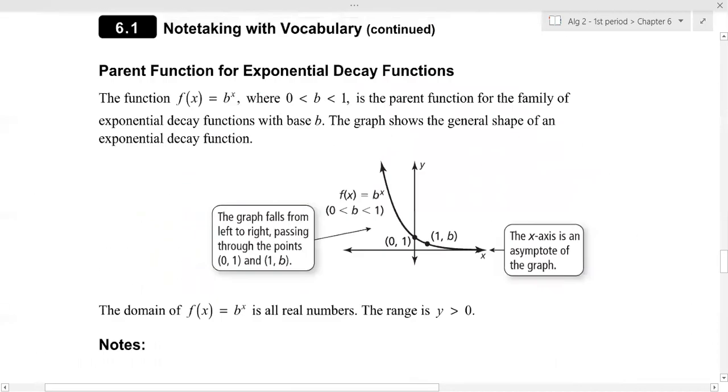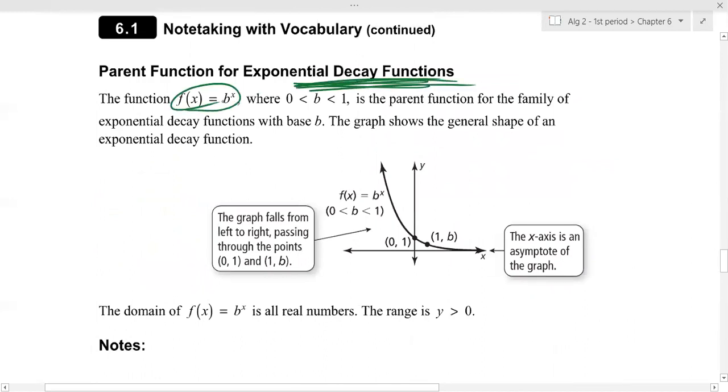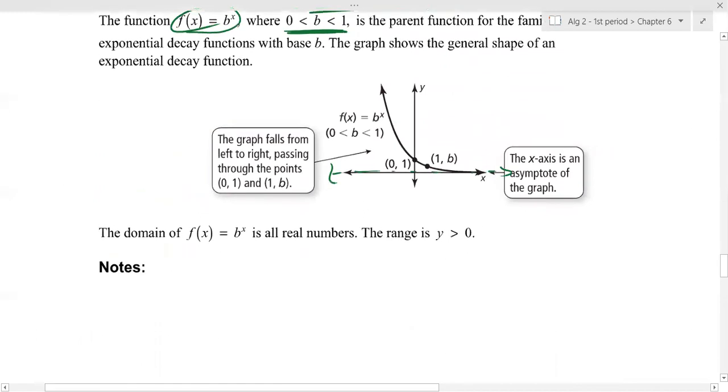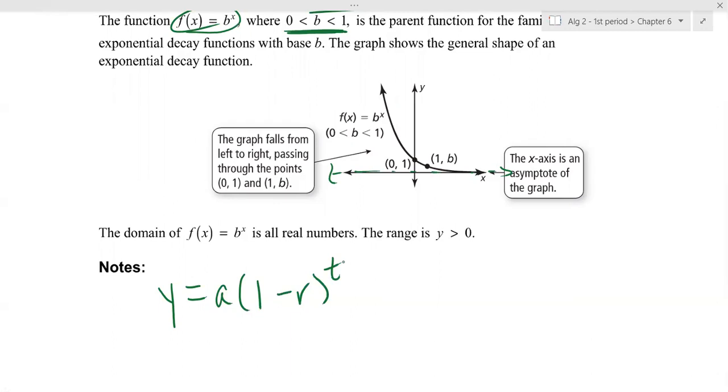All right, page 157, this is where they talk about your decay functions, same setup, but we're going to be between 0 and 1 this time. Again, that's what this graph is showing you, is that you have a function where as x increases, the y values decrease. That's all that means. So down here in the notes, I want you to add y equals a times 1 minus r to the t. Okay, and we'll look at how to use that in just a little bit.